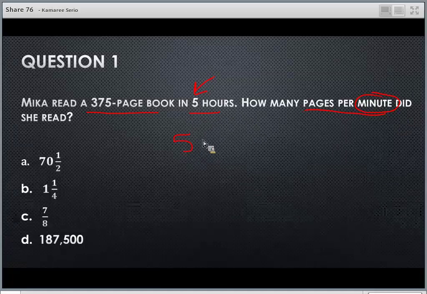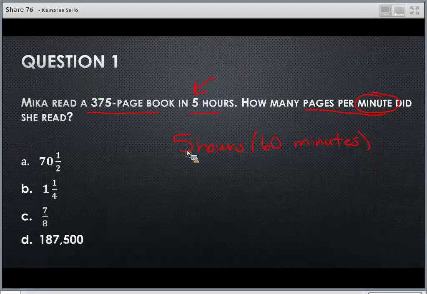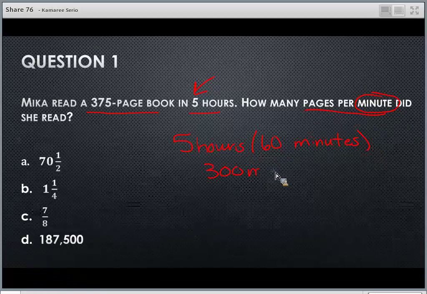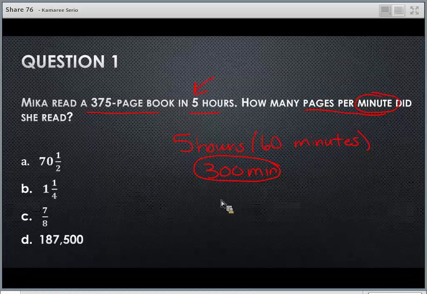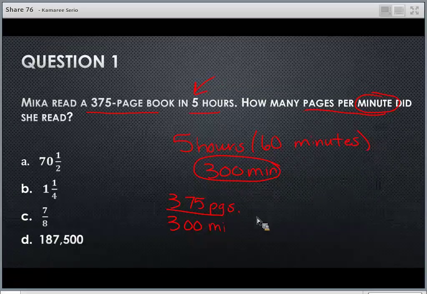I have 5 hours and there are 60 minutes in 1 hour. So I'm going to multiply the two of those together. So I'm going to do 5 times 60, and when you multiply these two, you get 300. So there are 300 minutes in 5 hours. So when I write my ratio, remember time always goes on bottom. So I have 375 pages every 300 minutes.